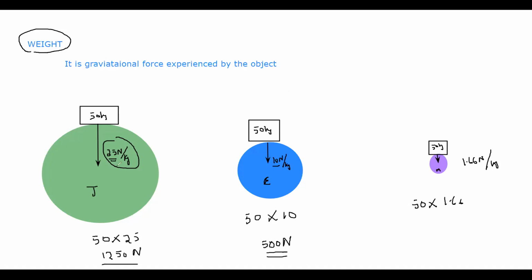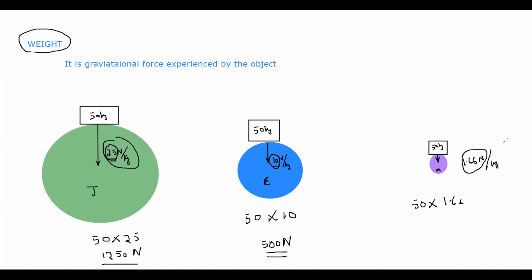Look what happened. Each planet has its own gravitational field strength. This is called gravitational field strength, or strength of a field. On Jupiter, the gravitational field strength is 25 Newton per kilogram. If there is 1 kilogram, it will experience a force of 25. On Earth, each kilogram experiences a force of 10 Newton. On Moon, each kilogram experiences a force of 1.66 Newton.